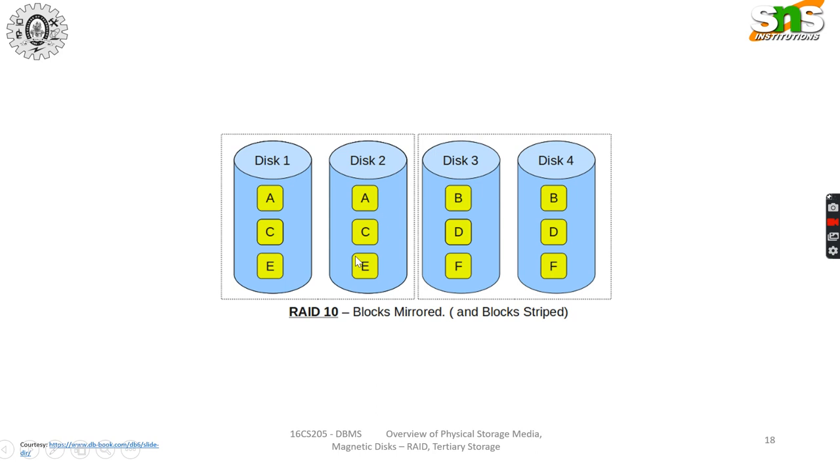And the last one is block mirrored. Every block will be mirrored, which is the last level of RAID. So A, C, E are the blocks, and they are mirrored. The disk 1 is mirrored in disk 2, and disk 3 is mirrored in disk 4.